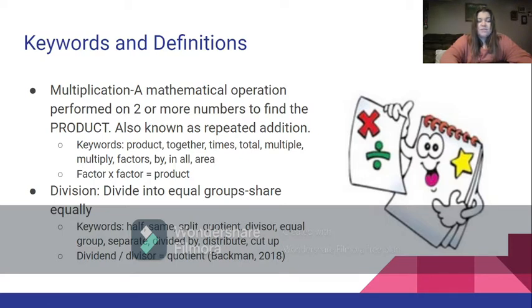Division is where we divide into equal groups or share equally. Keywords are half, same, split, quotient, divisor, equal group, separate, divided by, distribute, cut up. So it's basically a dividend divided by a divisor, which equals a quotient.